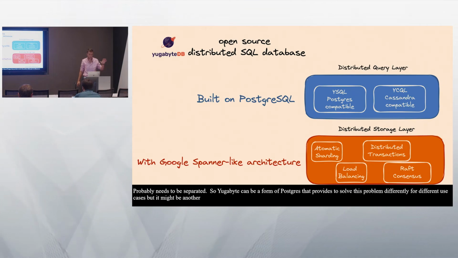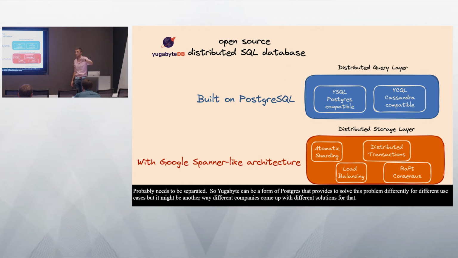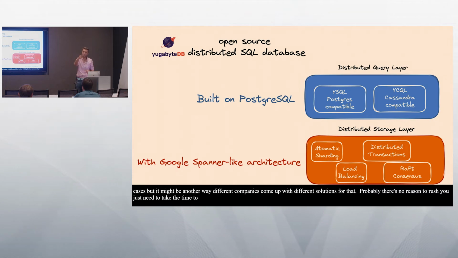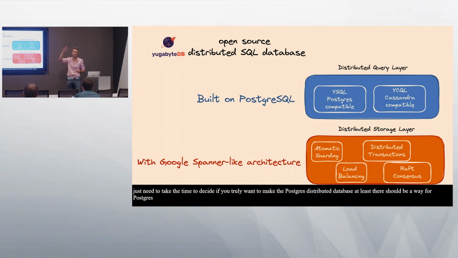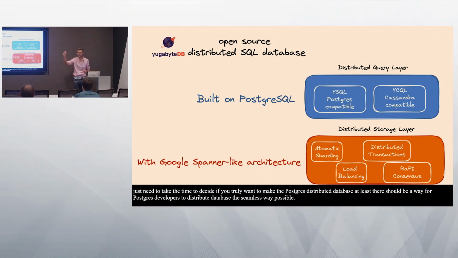Speaking for YugabyteDB, at least my point is that with core Postgres, there is no reason to rush. You need to take your time and decide if you truly want to make Postgres a distributed database. But at least there should be a way for Postgres developers to migrate to a distributed database in the most seamless way possible. This is why I highlight Neon, YugabyteDB, or Amazon Aurora, because those are built on Postgres, and with some effort, depending on the case, you can migrate with a little re-architecting of your application.